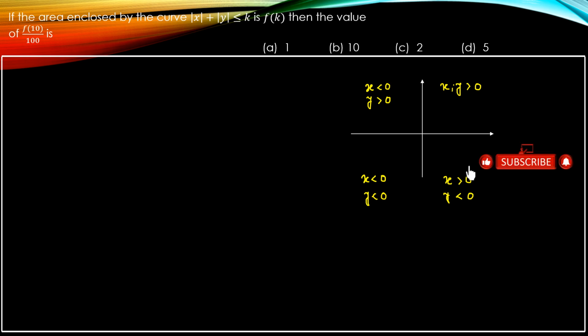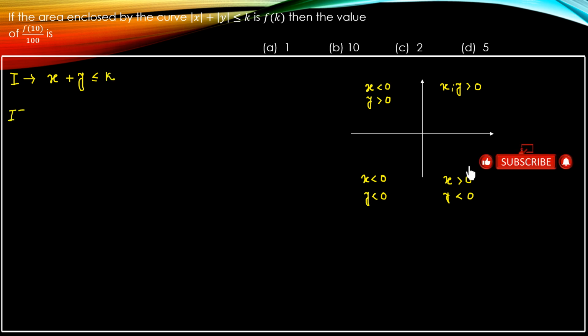Now notice that in the first quadrant, what will be the equation? As x and y both are greater than 0, |x| can be written as x and |y| is also equal to y. So in the first quadrant we need to find the region bounded by x > 0, y > 0 and x + y ≤ k.